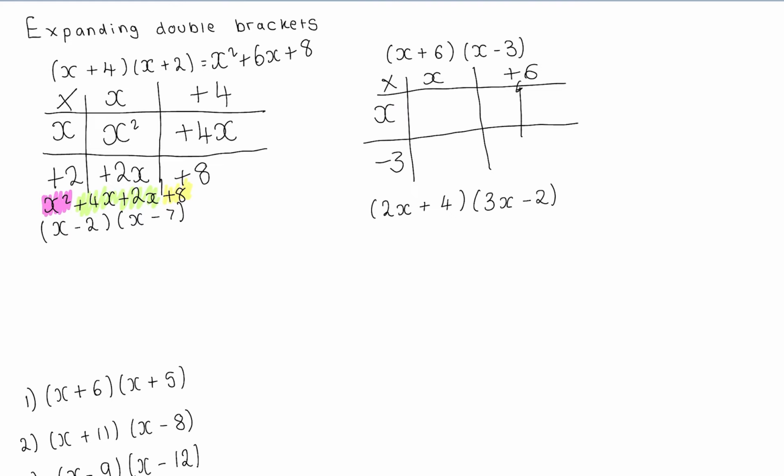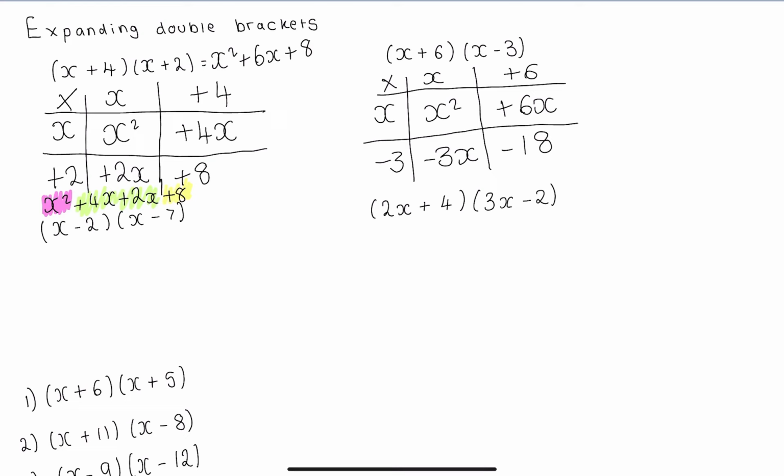So I'm going to do 6 times -3. Now 6 times -3 is -18. Here I've got x times -3, so that's -3x. Here I've got 6 times x, which is +6x. And then at the end I've got x times x, which is x squared.